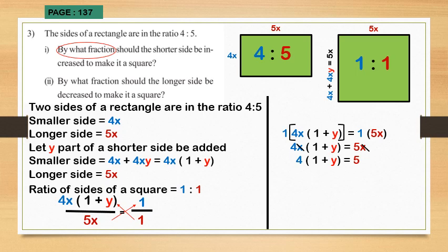Let us keep 4 in the right hand side. Then write 1 plus y equal to 5 divided by 4. We need the fraction y. So keep y in the left hand side and write y equal to 5 by 4 minus 1. It can be written as y equal to (5 minus 4) divided by 4, which is equal to 1 by 4. So our answer is 1 by 4 fraction of the shorter side be increased to make it a square.